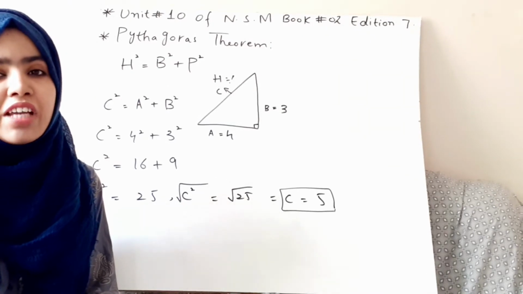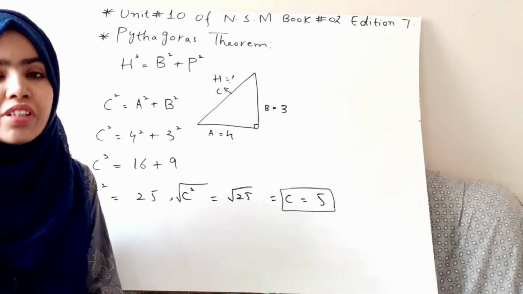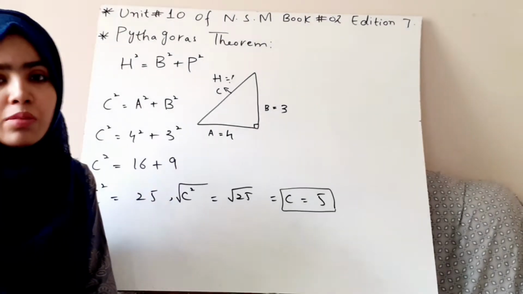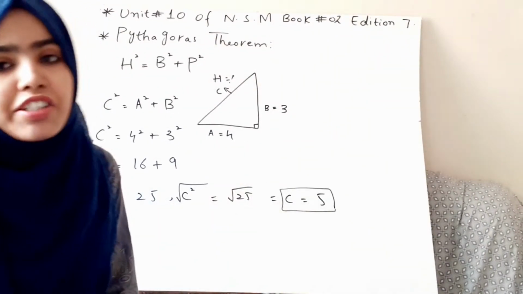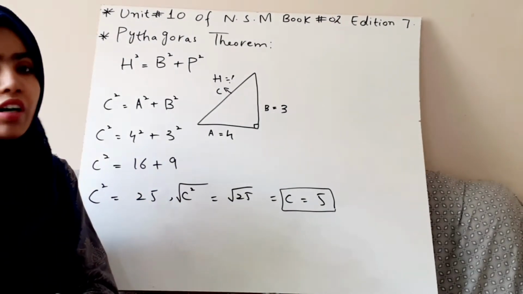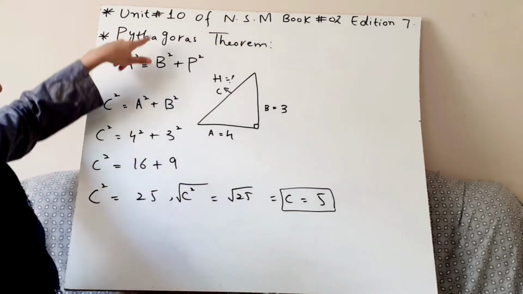So today we have to just recap unit 10, which we have done, 10A and 10B, which is Pythagoras theorem of New Syllabus Mathematics Book 2, Edition 5. So today we will revise what we have done in this unit so far. So we started Pythagoras theorem.